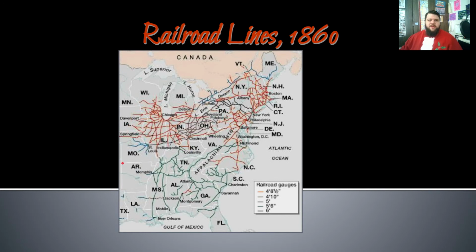Here's the railroads, and you can almost see the line between North and South just in the railroad tracks. You can see basically this railroad track here kind of cuts off the two. Remember, Kentucky is a slave state, but they fight with the North, but you can see how little railroad tracks we have starting with the slave states.